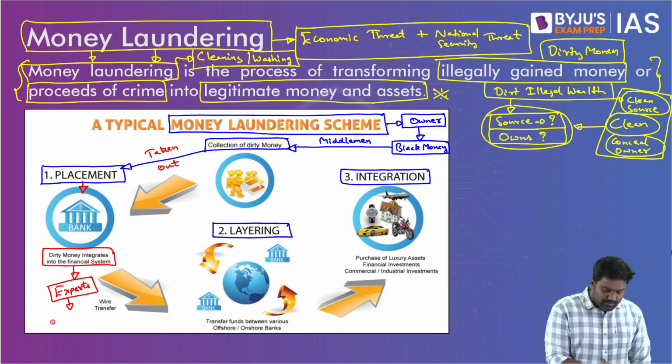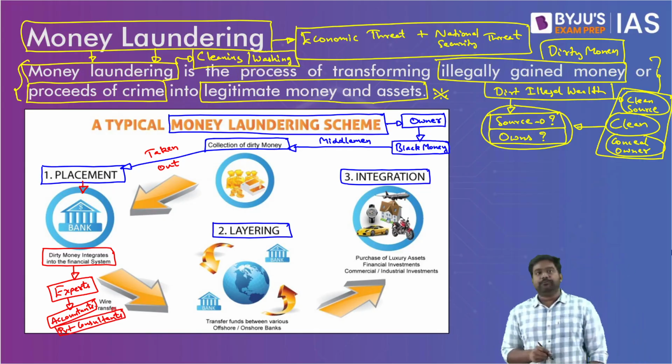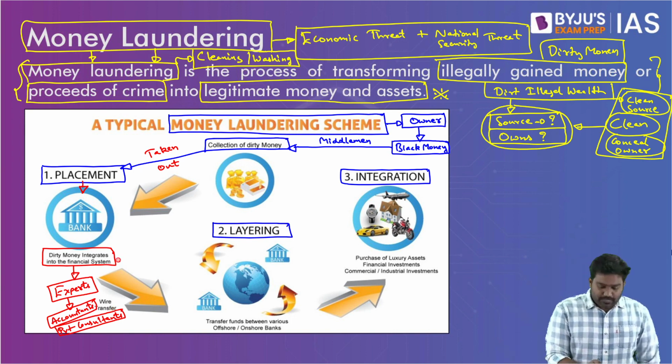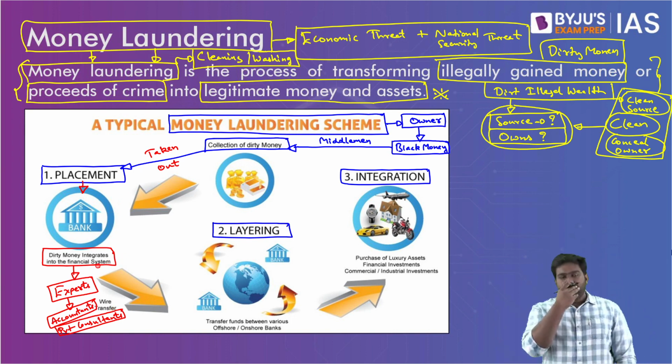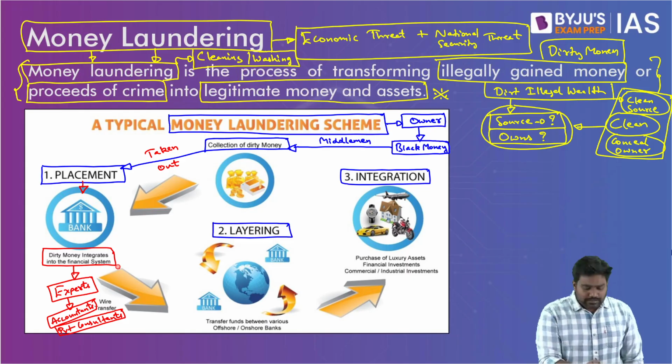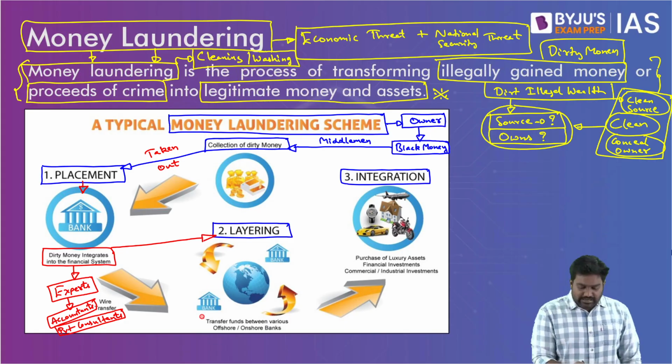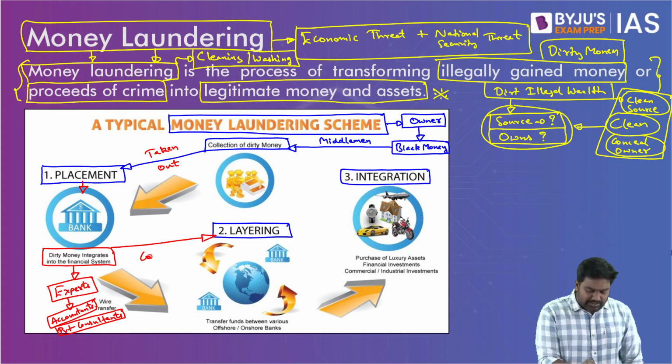This is where accountants, like CAs, for example, top private consulting firms and consultants who specialize in financial transactions, they come into picture. What they do is, once the money is placed, right, it's placed into the financial system, into banks, into financial markets. From here, they start the next step called layering, where they conduct a series of complex transactions.